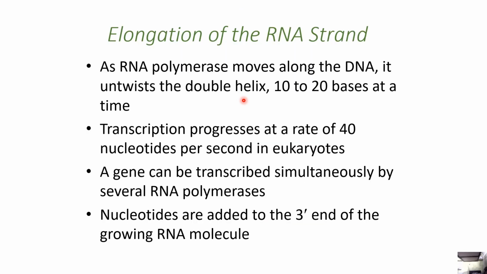As RNA polymerase moves along the DNA and untwists the double helix 10 to 20 bases at a time, transcription progresses at a rate of 40 nucleotides per second in eukaryotes. A gene can be transcribed simultaneously by several RNA polymerases. Nucleotides are added to the 3' end of the growing RNA molecule.